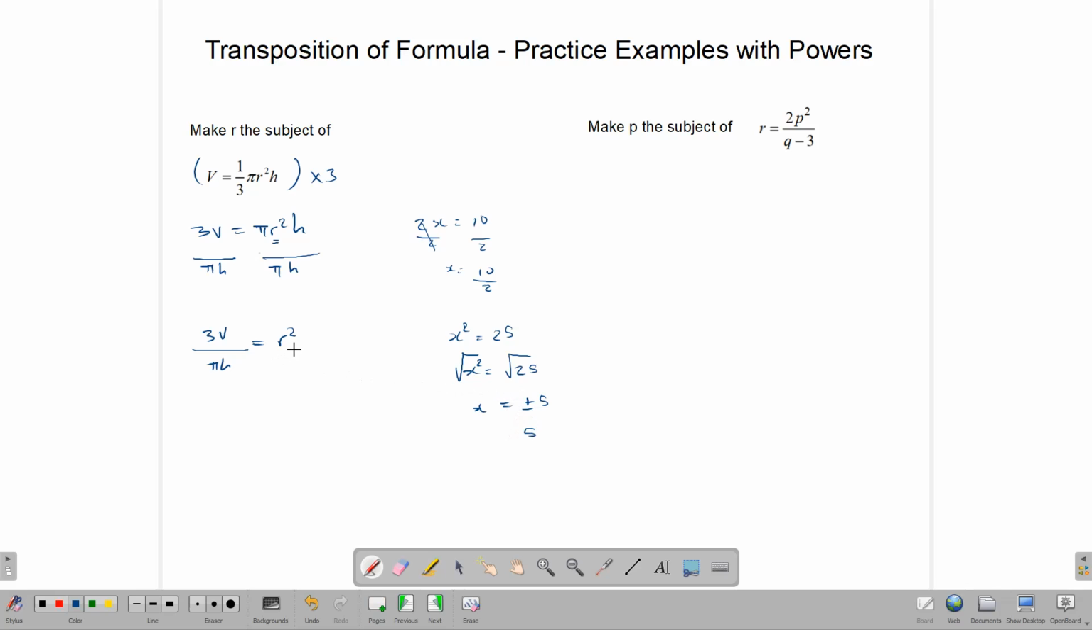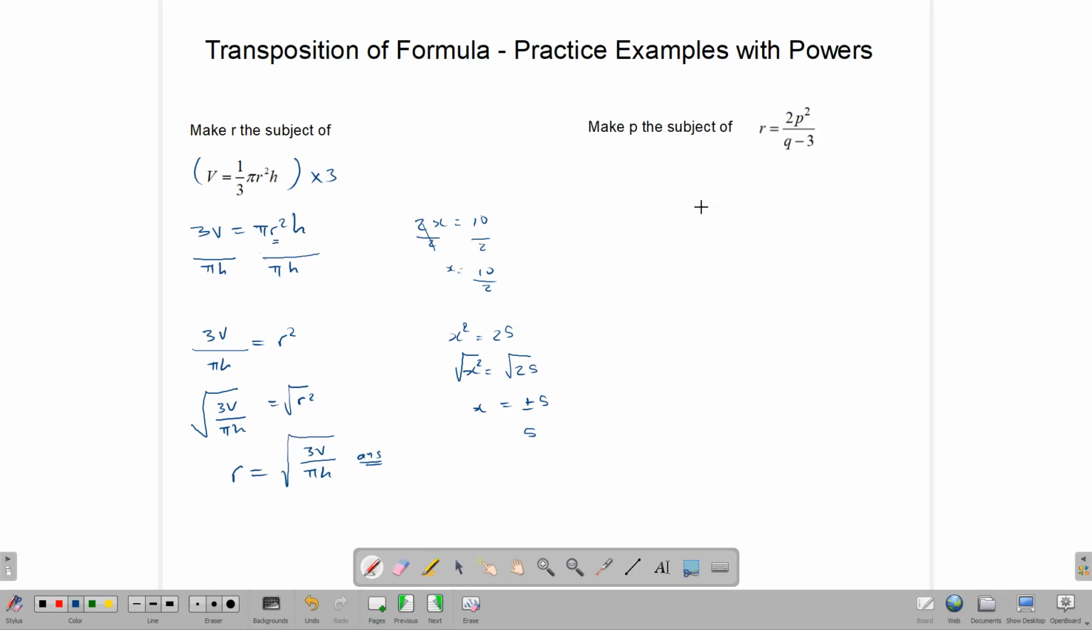So in this question, we're going to do that. Since we want r, and this is r squared, we're going to take the square root of both sides. So the square root of 3V over pi h, with everything under the root sign, is equal to the square root of r squared. Now the square root of r squared is r, so we write r is equal to the square root of 3V over pi h, and that is our solution.